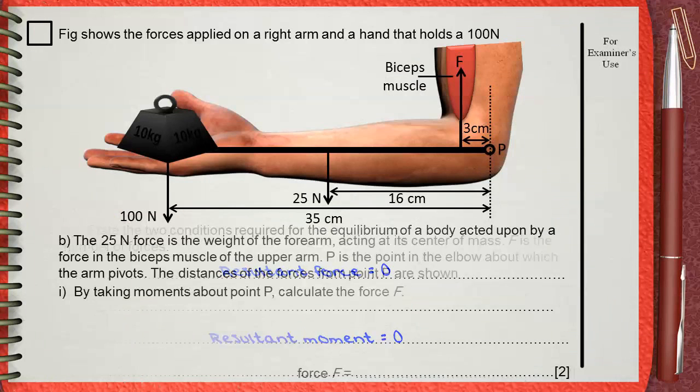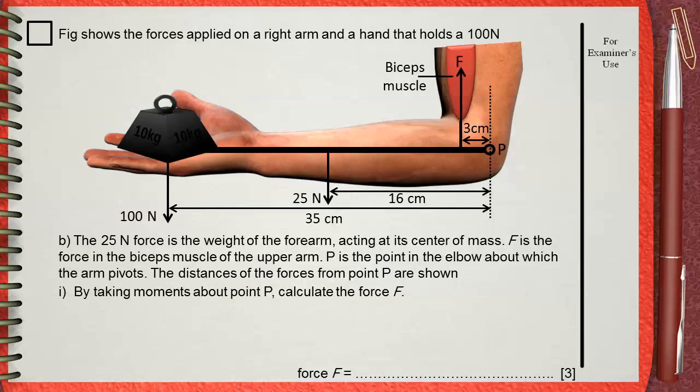Question B. The 25 newtons force in the figure is the weight of the forearm acting at its center of mass. F is the force in the biceps muscle of the upper arm. P is the point in the elbow about which the arm pivots. The distances of the forces from point P are shown. I, by taking moments about point P, calculate the force F.